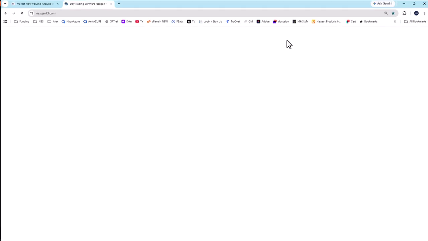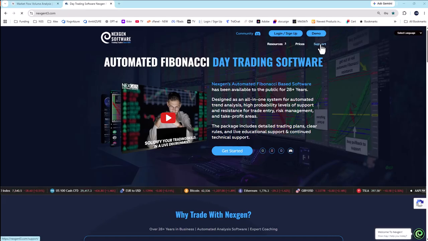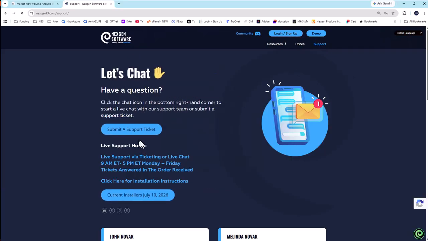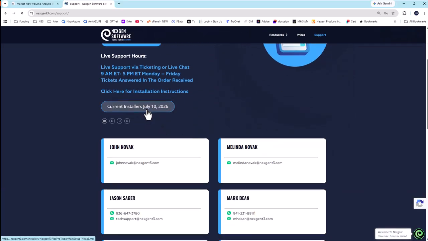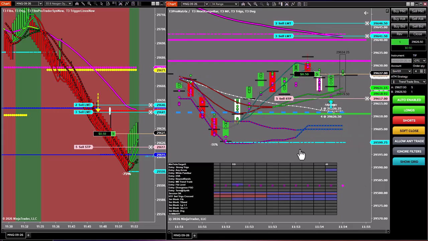Let me show you something. On the support page, Taz, right here, the current installers are right here. So you have to download this one and run it to get current templates and things of that nature. Did you do that, or did you just import what I sent you? I'm assuming that you guys know to run this, but that's probably my poor assumption.